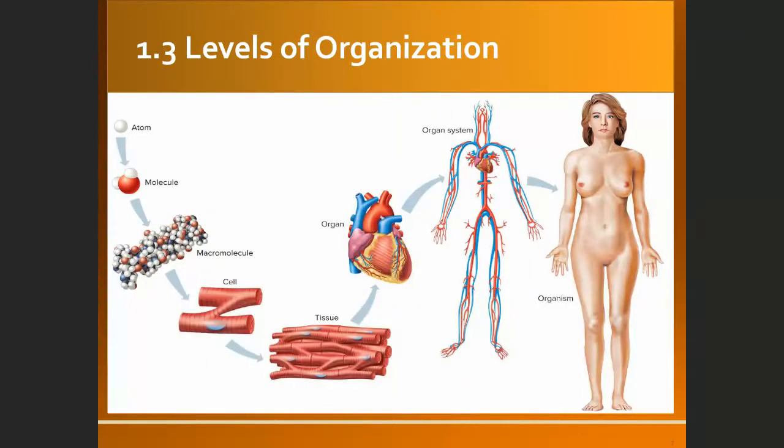This is the level of organization in a diagram. So atoms, again, two or more atoms will combine to make molecules, and then bigger molecules. And these molecules organize together to create a cell. There are several types of cell. And then those cells will combine to organize to make a tissue. In this case it is muscle cells. They organize to make muscle tissue.